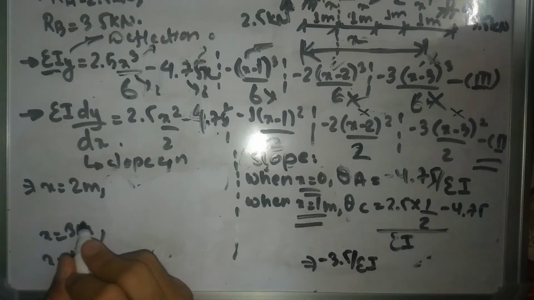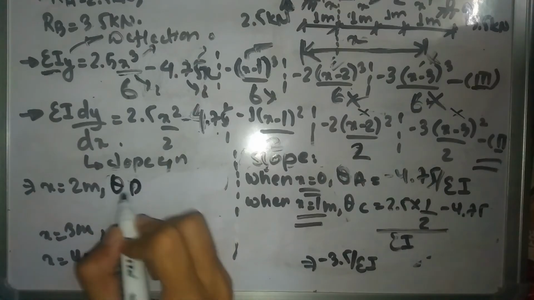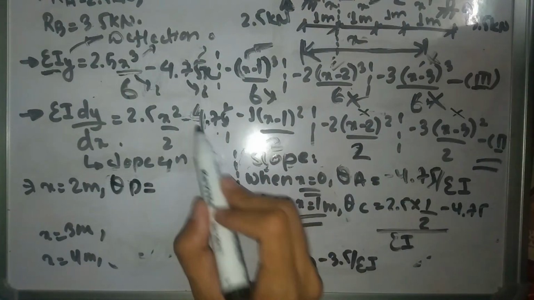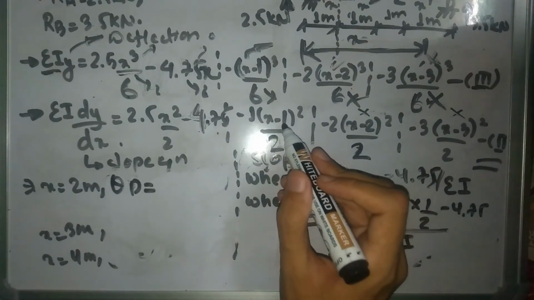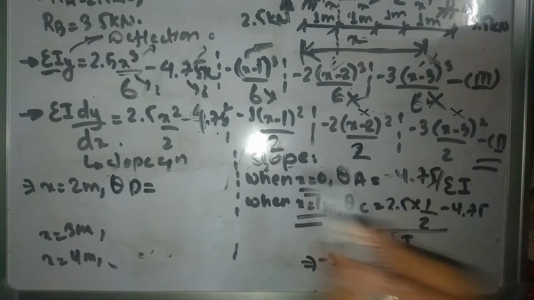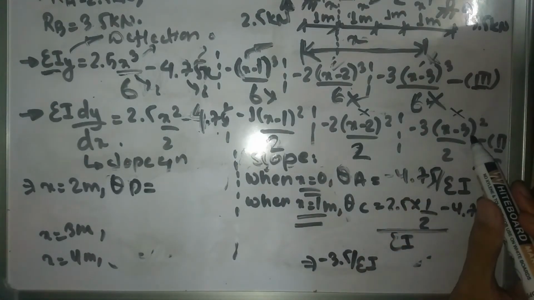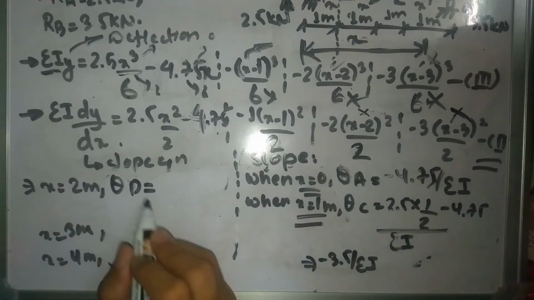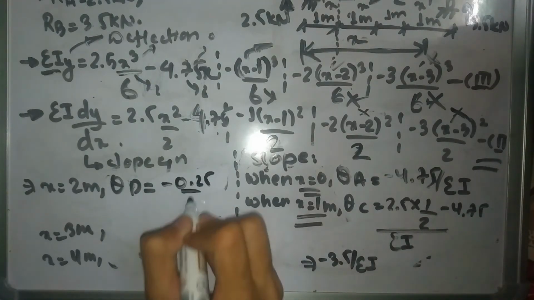Similarly, when x equals to 2 meter, I'm going to reach my point D, so I can calculate my slope in that case as theta d equals to, simply substitute 2 over here, 2.5 into 2 square by 2 minus 4.75 minus 1 into 2 minus 1. So we're going to include this equation this time, because 2 minus 1 is 1, 2 minus 2 is 0, so 0 has no value. 2 minus 3 is minus 1, so we're going to ignore this term. So we're going to get our theta d as minus 0.25 divided by EI.